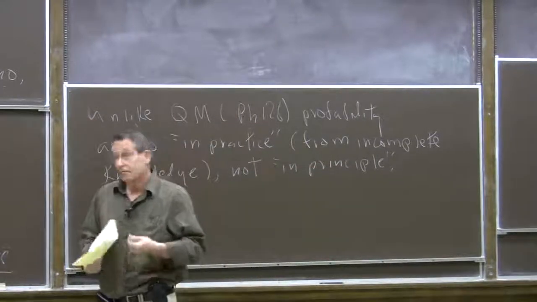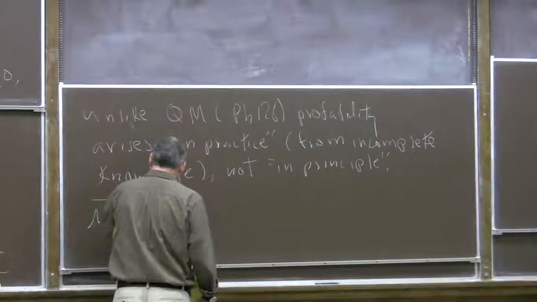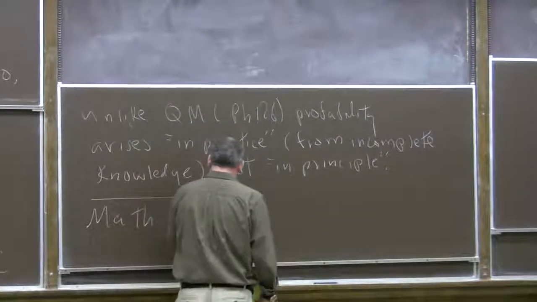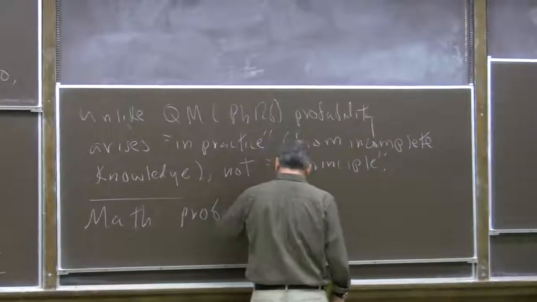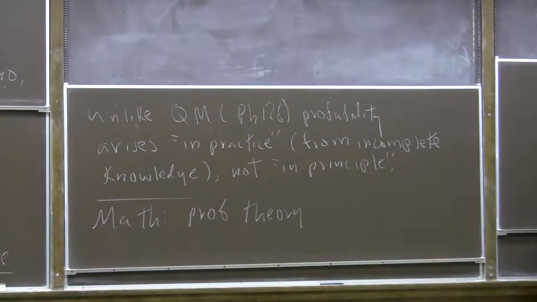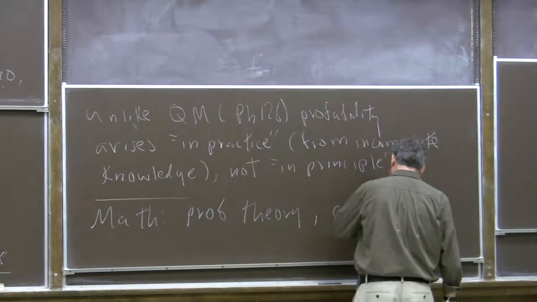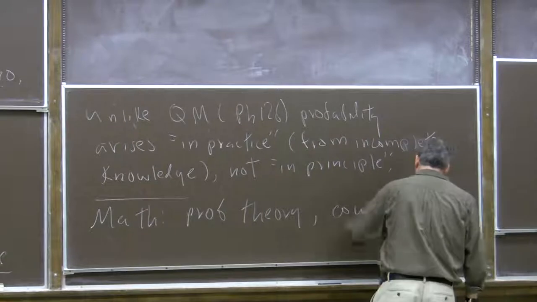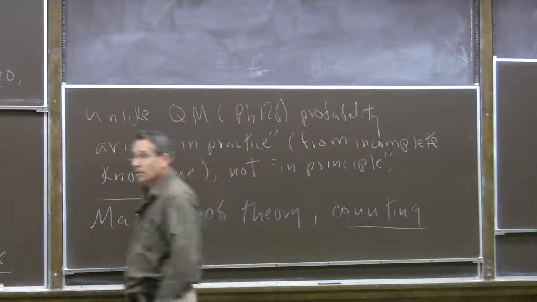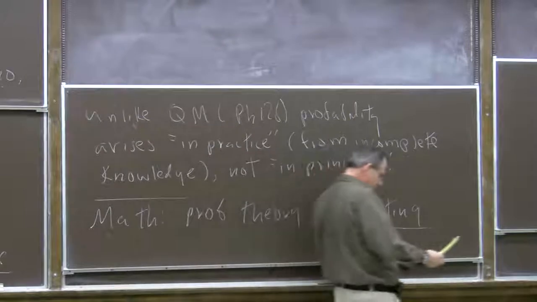What's the math? Well, it's probability theory. And really, it's counting. Counting the number of states that a system can be in subject to constraint. Sounds simple, but it's not always simple. Sometimes counting is hard. Conceptually, it's simple. In practice, it can be hard.